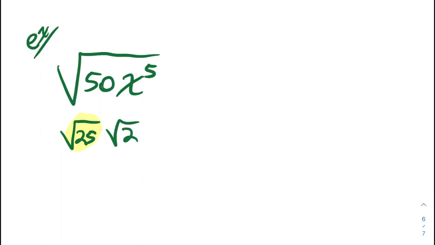And the square root of x to the 5th I can break up into the square root of x to the 4th, because 4 is divisible by 2, and then the other one would just have to be the square root of x. So once again, this is the one that's special because I can actually take the square root of x to the 4th.